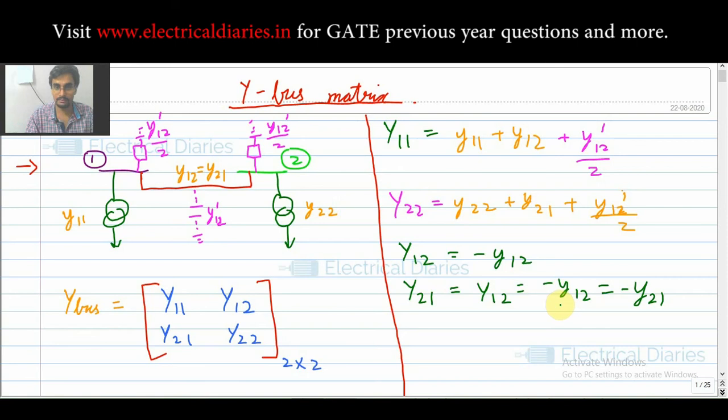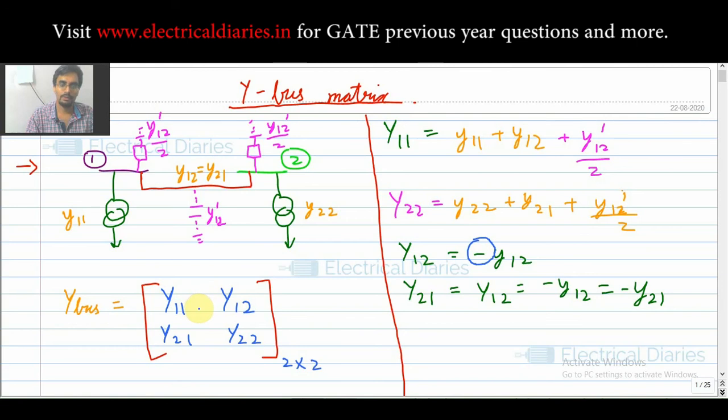Okay, so now please see carefully that these small notations are of these things, and these capital notations denote the elements of the Y bus matrix. I hope you get the important things that you need to see. See, here is a negative sign, so that you have to put.